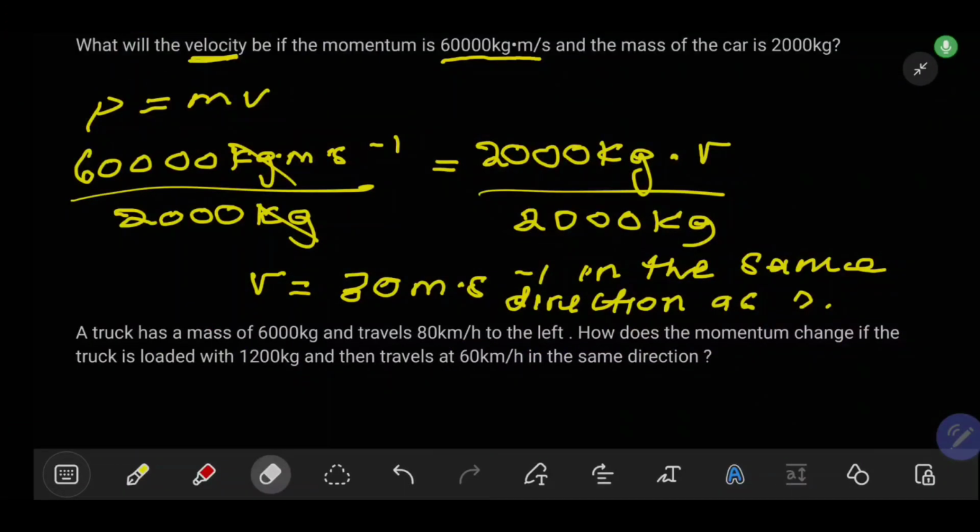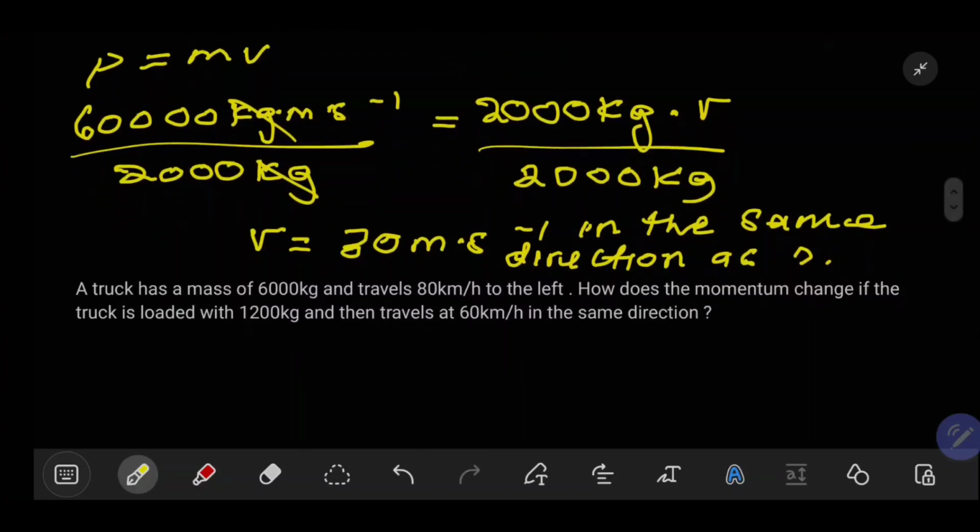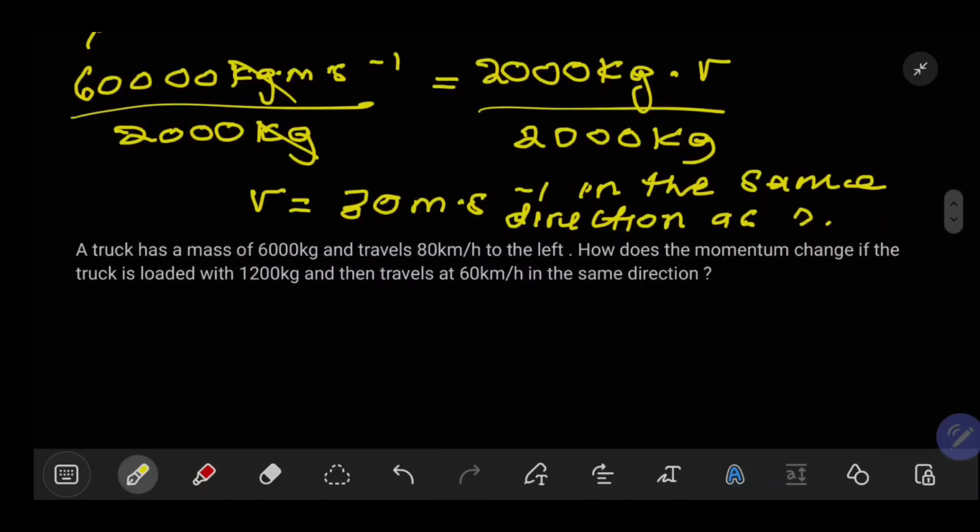So let's look at the third question. It says a truck has a mass of 6,000 kg and it travels 80 kilometers per hour to the left. Then the question says, how does the momentum change if the truck is now loaded with 1,200 kg and then it travels 60 kilometers per hour in the same direction? So it means the truck is still going to the left. So now we're having situation 1 here.